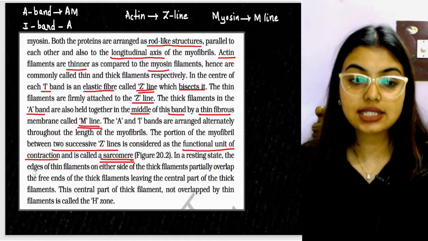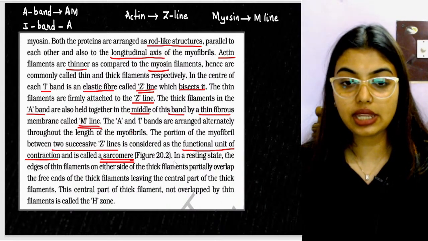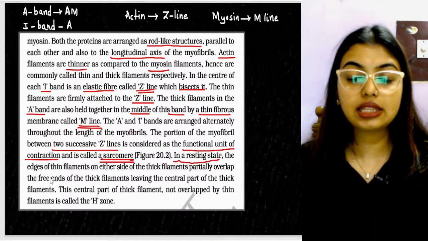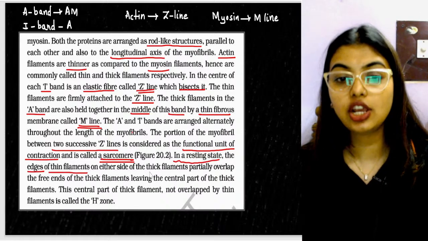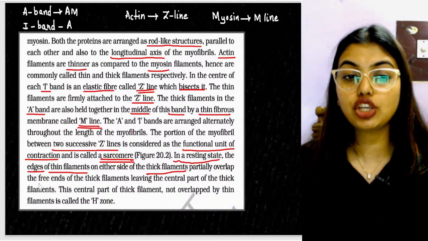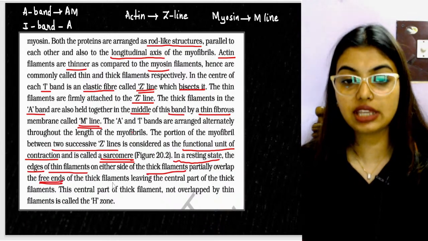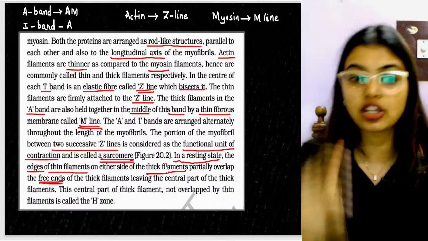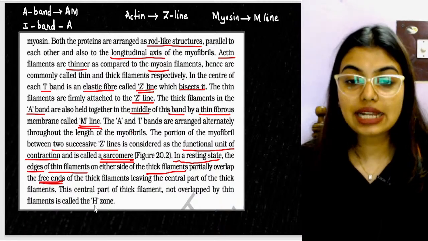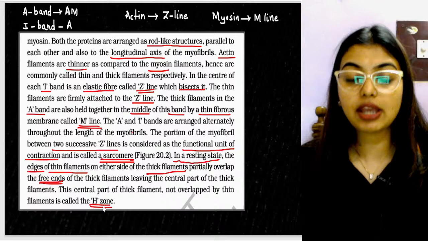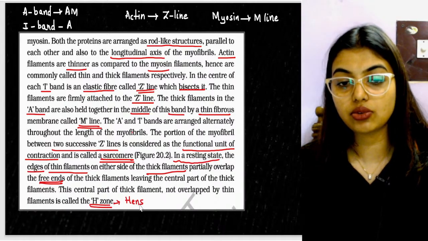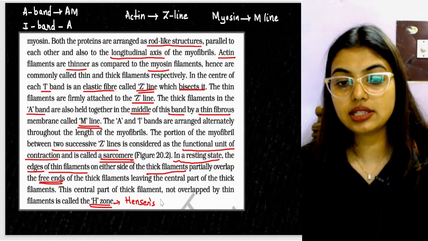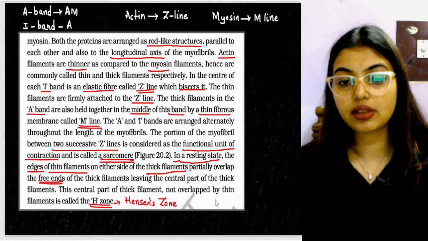In the resting state, the edges of the thin filaments on either side of the thick filaments partially overlap the free ends of the thick filament, leaving the central part of the thick filament. That central part where only myosin is present is called the H zone or Hensen's zone. Got it?